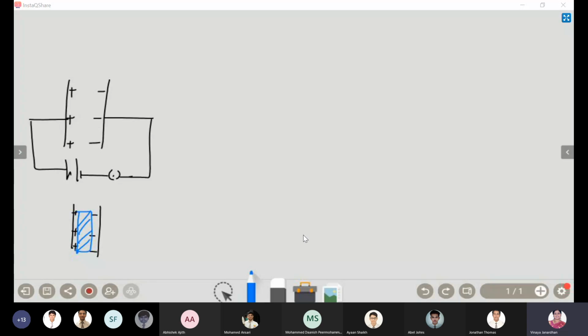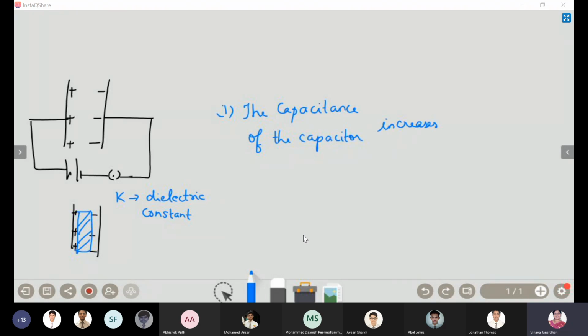The moment you put a dielectric medium, the capacitance of the capacitor will increase K times, where K is the dielectric constant. Why such a question often repeats? This is called the dielectric constant. So the first part: the capacitance of the capacitor increases by K times. Right, boys? Increases by K times.